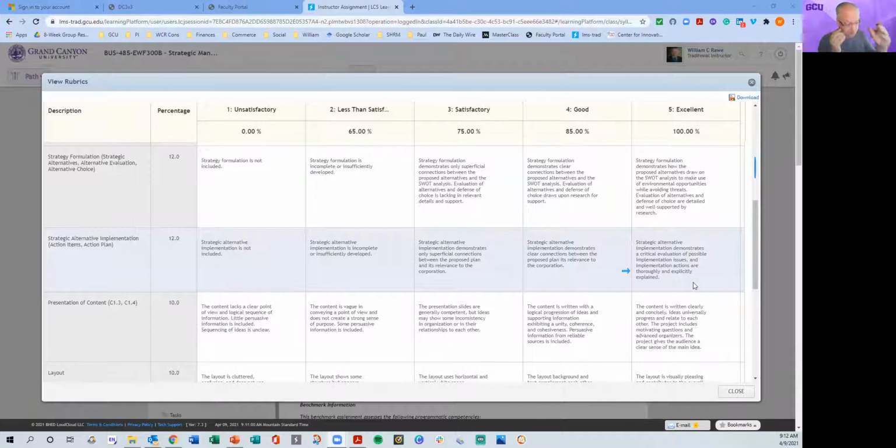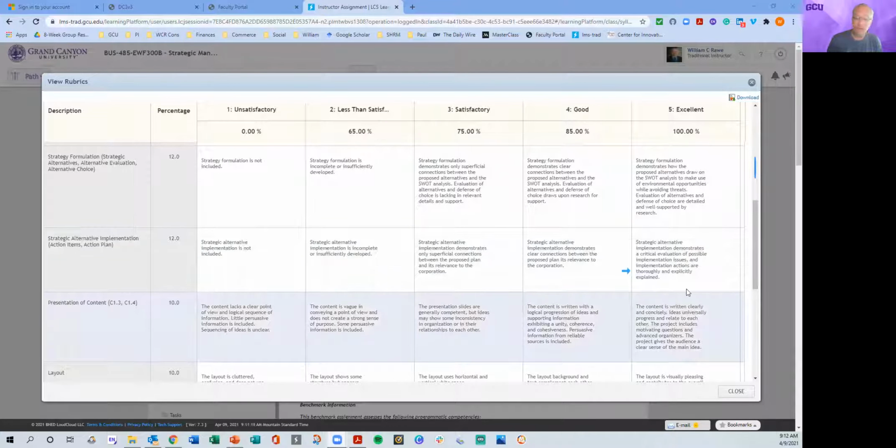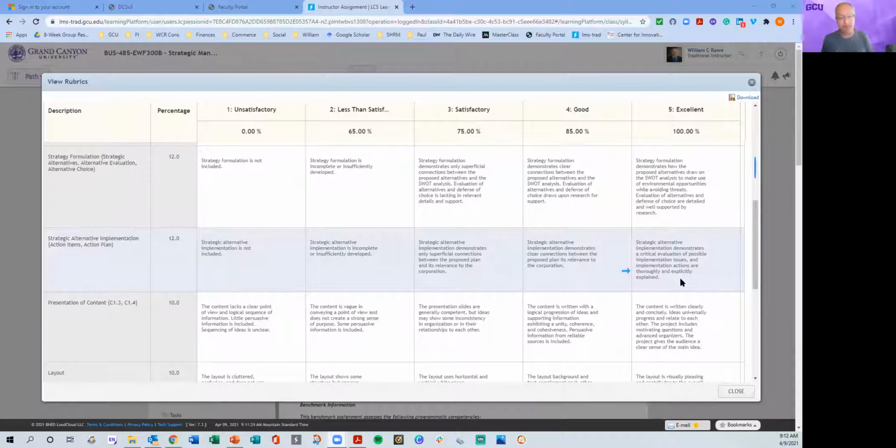PowerPoint, both in the PowerPoint deck itself and in your notes, thoroughly tell me how you would execute this strategy. That's what I'll be looking for there. Okay, so those are your main areas that you need to focus on.